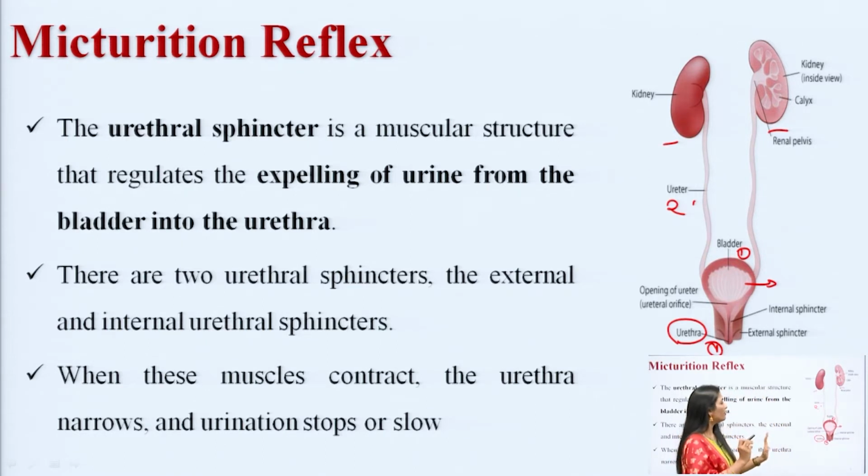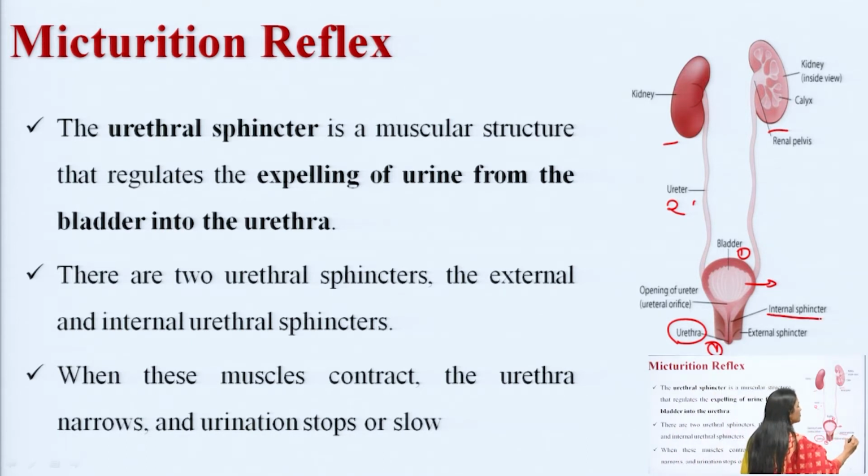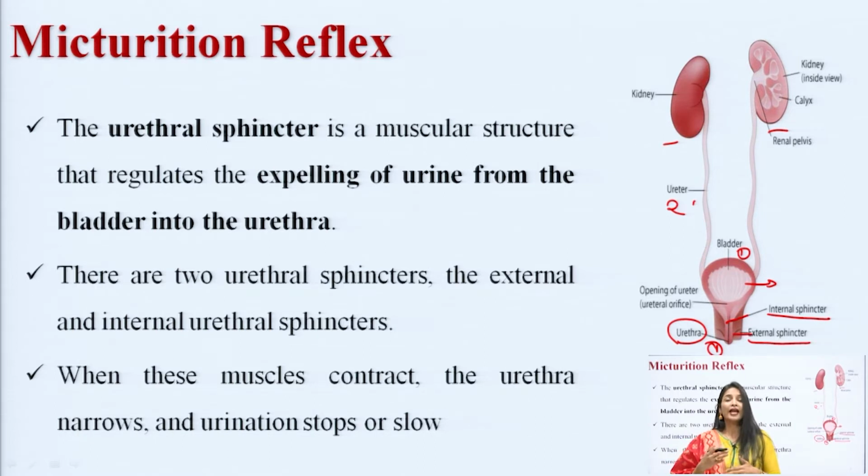Okay. Here we have 2 sphincters: one is the internal sphincter and the second is the external sphincter. Look here, this is the internal sphincter and this is the external sphincter. A sphincter is a muscular structure, a smooth muscular structure, and the internal or external sphincter will regulate the expelling, or sending, of urine from the bladder.